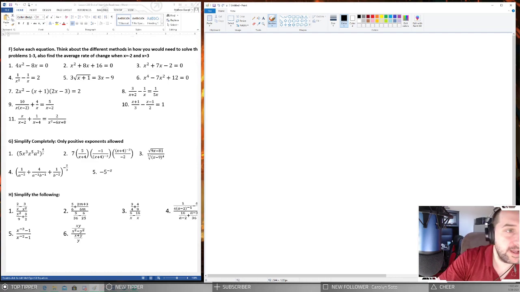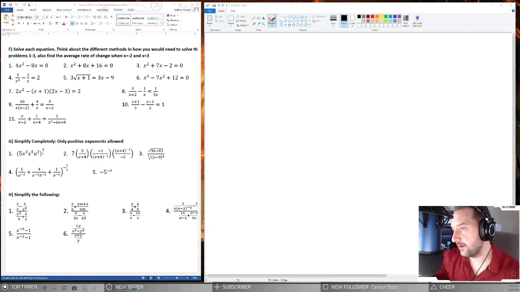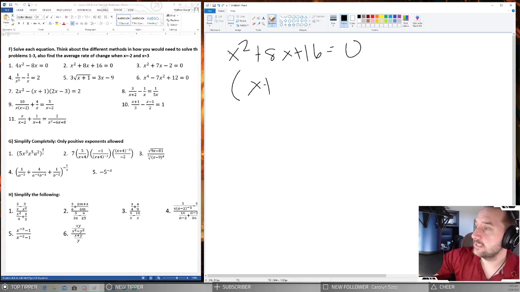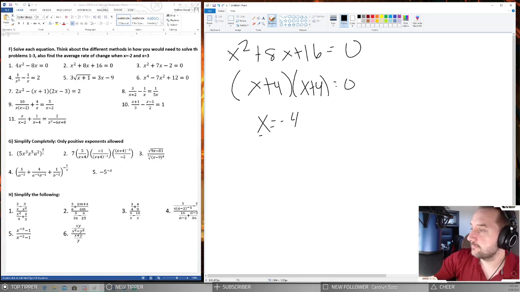Okay. Now let's try F. The question was number 2 in F, so I get x squared plus 8x plus 16 equals 0. It's asking us to solve, so it's quadratic. We could use the quadratic equation. That is one way. We could try and factor it. Let's see if it does. 4 times 4 is 16, 4x plus 4x is 8x, x times x is x squared. Yep. So we get x equals negative 4. There's our solution. That's the first piece to this.